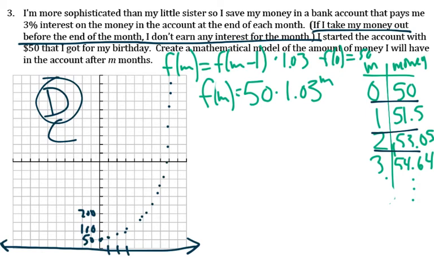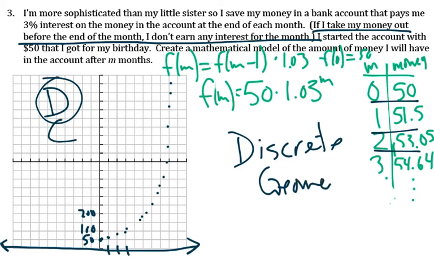It would take like 25 months before he cracked $100. So it's growing very, very slowly, much slower than my graph would show. But eventually, if we zoomed out, it would look like that. But it would be the dots, because it's a discrete geometric function.